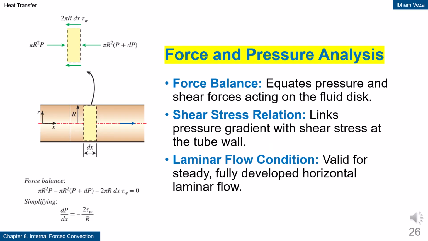Force and pressure analysis. The analysis is performed on a small cylindrical element in a fully developed flow. The pressure force along the flow direction is balanced by the shear force acting on the surface of the element. From this balance, a relation between the pressure gradient and shear stress is obtained. This equation is valid only for steady laminar flow in a horizontal pipe. The result becomes the basis for calculating the pressure drop.